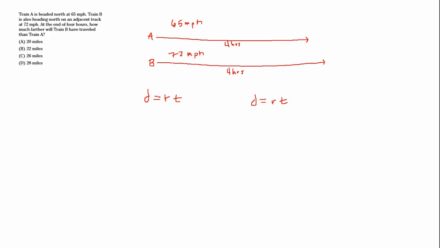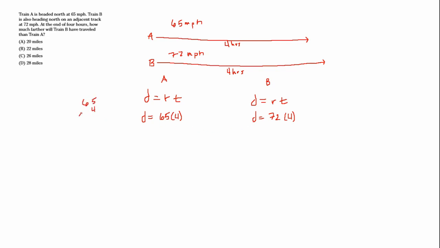Okay, so let's call this one train A, train B. We know we're after the distance both travel, so we're going to leave that as D. We're told that train A is traveling 65 miles per hour for a total of 4 hours. We're told train B is traveling 72 miles an hour, again for a total of 4 hours. Now we just do the math.